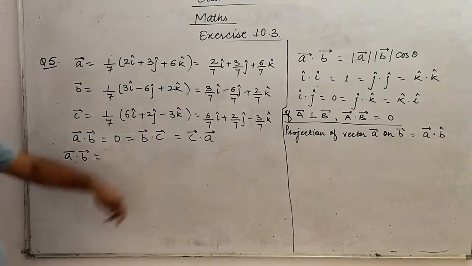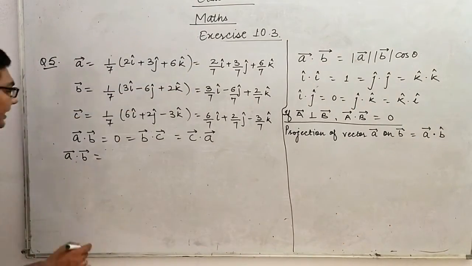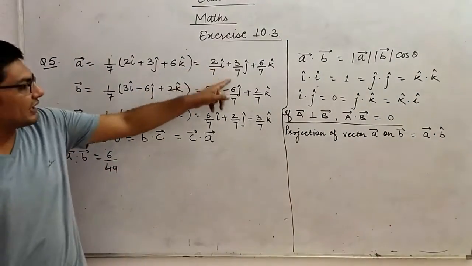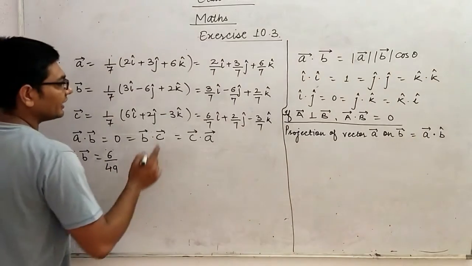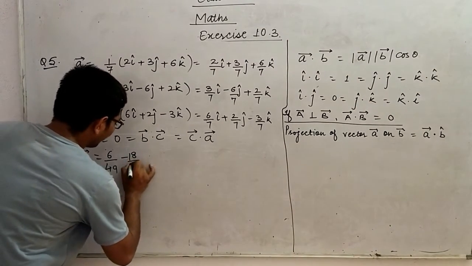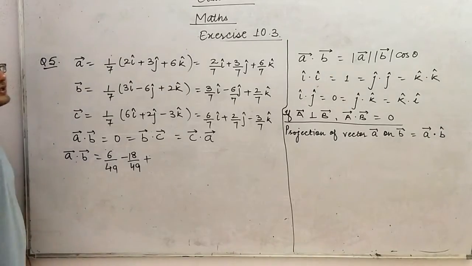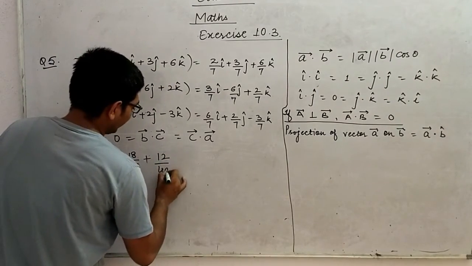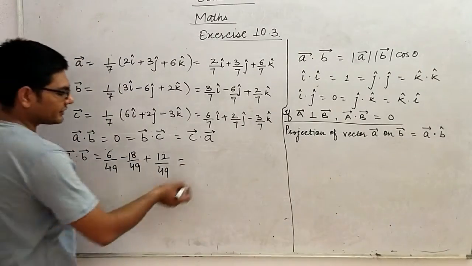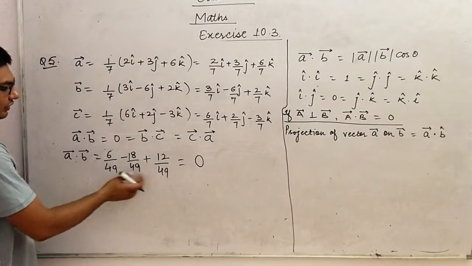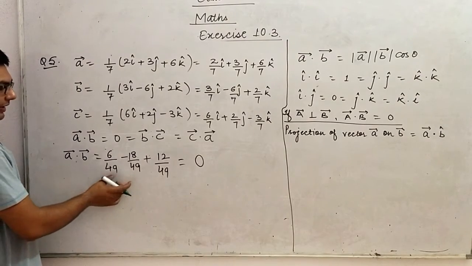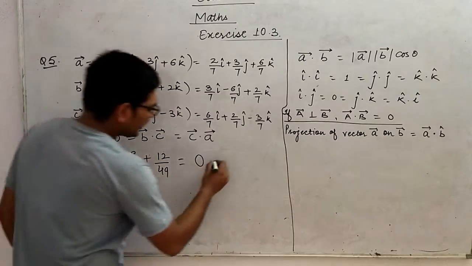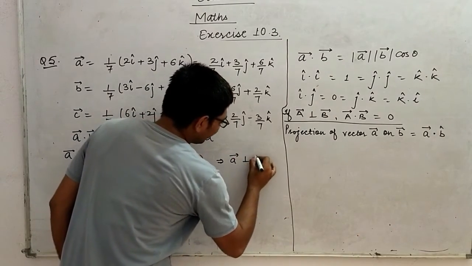A dot B is 2 by 7 multiplied by 3 by 7. That comes to be 6 by 49. 3 by 7 with minus 6 by 7 comes to be minus 18 by 49, plus 6 by 7 with 12 by 7, that is 12 by 49, and the answer is 0. Why? 12 by 49 plus 6 by 49 is 18 by 49, minus 18 by 49 is 0. A dot B is 0, it implies that vector A is perpendicular to vector B.